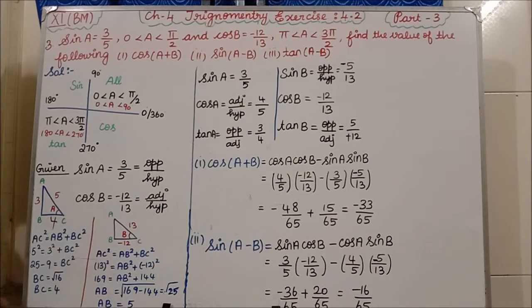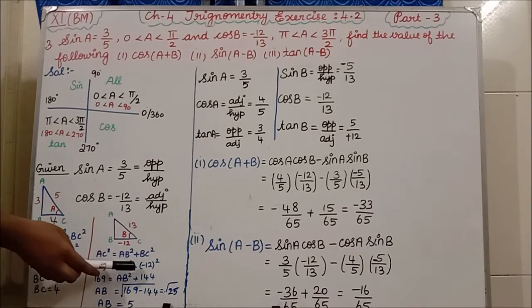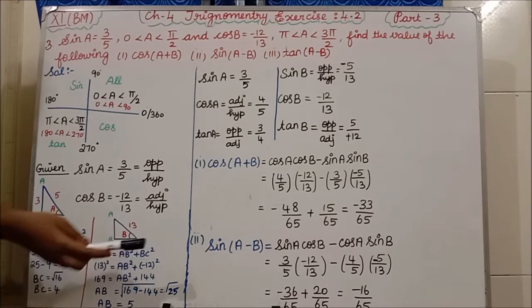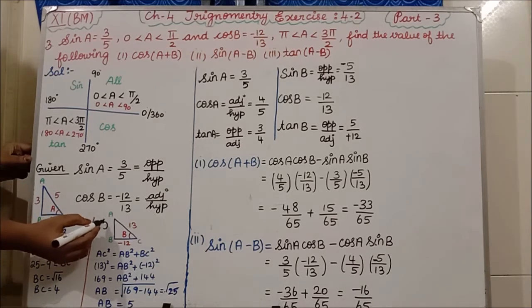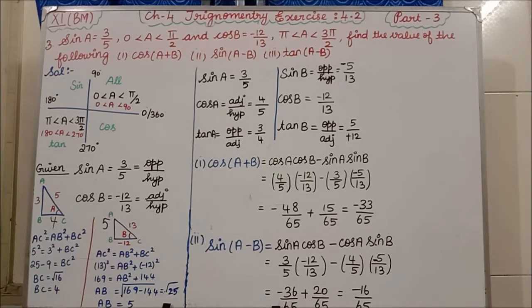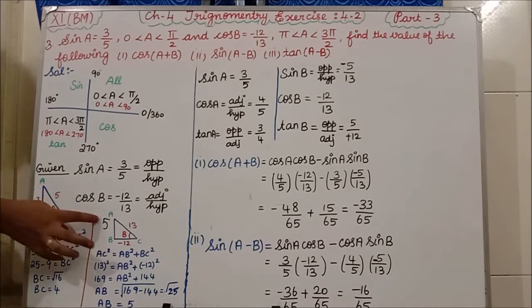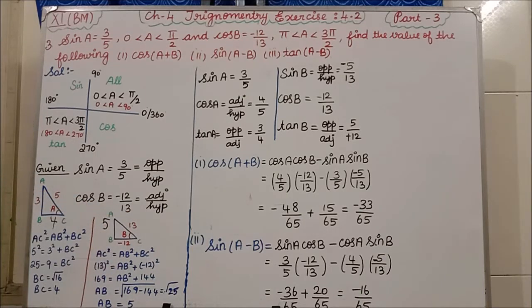AB, the opposite side, we don't know. AB square plus minus 12 the whole square. So 13 square is 169. If you take this 144, we are getting square root of 25, answer is 5. Now we have got the opposite side, answer is 5. Clear? Now we have got the three side values. Now we can find easily the remaining trigonometric ratios.